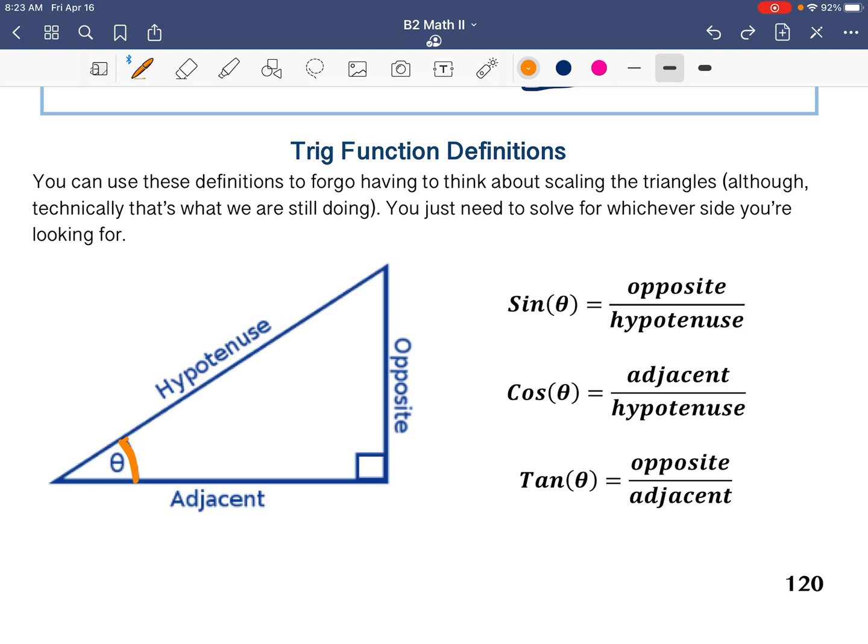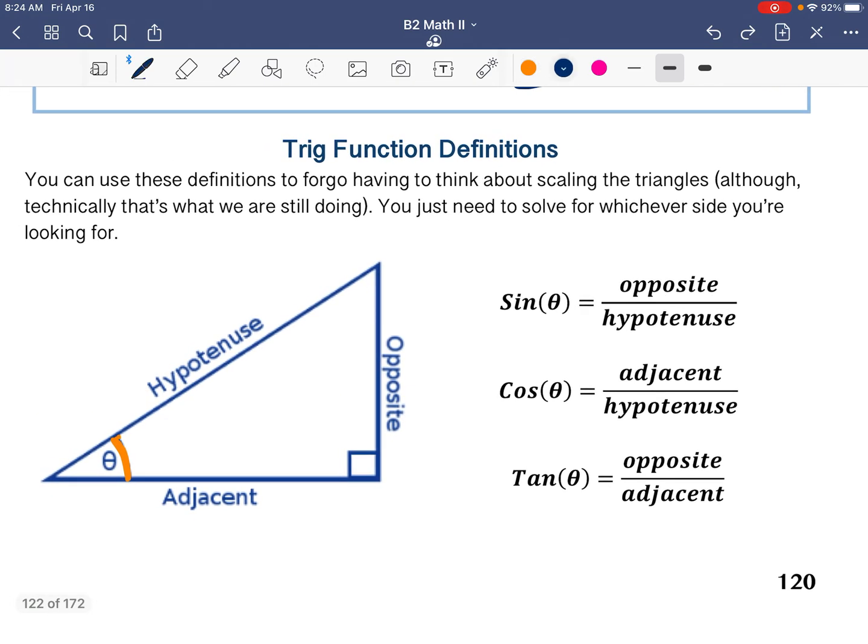So the trig definitions are that sine is equal to the opposite side, and these are side lengths, the opposite side length over the hypotenuse. Cosine is the adjacent side over the hypotenuse, and tangent is the opposite side over the adjacent side.